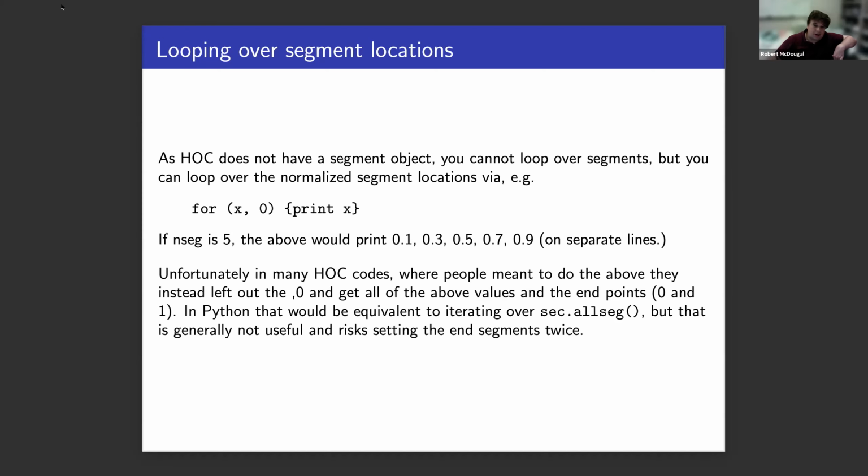If we want to do segments, we've already said segments don't really exist in HOC. So instead, you'll see the syntax for (x, 0), which is going to loop over all of the centers of the segments. So if I have 5 compartments, x will take the values 0.1, 0.3, 0.5, 0.7, 0.9, because those are the centers of those segment locations. Cool. A little thing to be aware of, this comma 0 flag may seem a little odd, and it is.